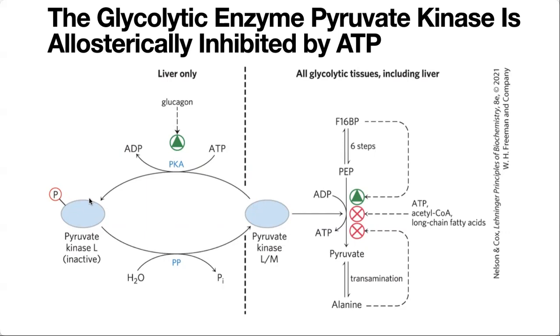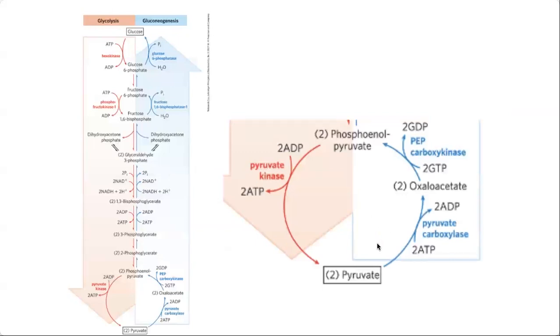If you're deactivating pyruvate kinase, this is going to prevent the pyruvate from going into glycolysis, and instead let it be used to go the other way and make glucose from it. And so that's how we can regulate the pyruvate kinase. How do we regulate the other things? So we have our pyruvate carboxylase and our PEP carboxykinase.